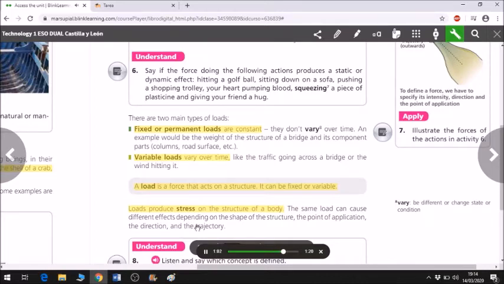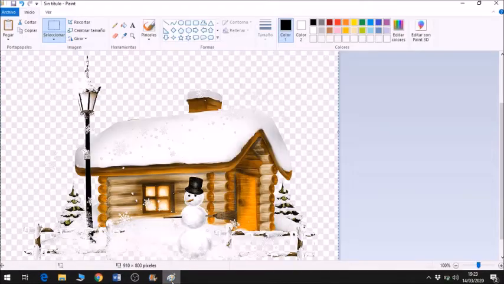It can be fixed or variable. Loads produce stress on the structure of a body. There are two main types of loads. Fixed or permanent loads are constant. They don't vary over time. An example would be the weight of the structure of a bridge and its component parts, columns, road surface, etc. Variable loads vary over time, like the traffic going across a bridge or the wind hitting it.